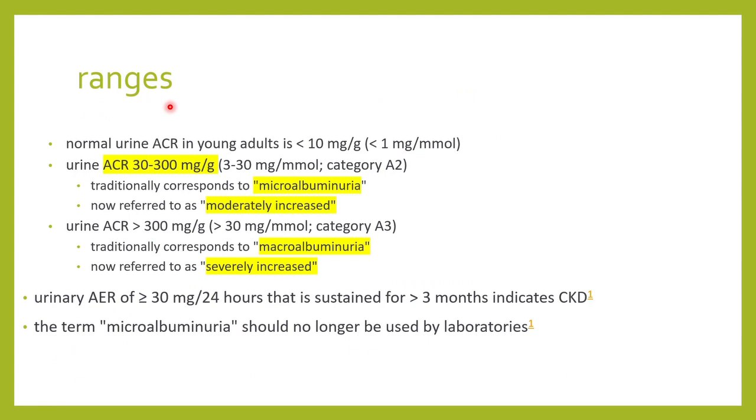These are the normal ranges of albumin in the urine. The normal range should be less than 30 milligram per 24 hours. Suppose if it is between 30 to 299, we call it as microalbuminuria. Now it is better called as moderately increased, and suppose if it is more than 300 milligram, then we call it as macroalbuminuria or severely increased. And if the urinary albumin excretion rate is more than 30 milligram per 24 hours and it is continuously like this for more than 3 months, it indicates a chronic kidney disease. So this also has to be remembered.